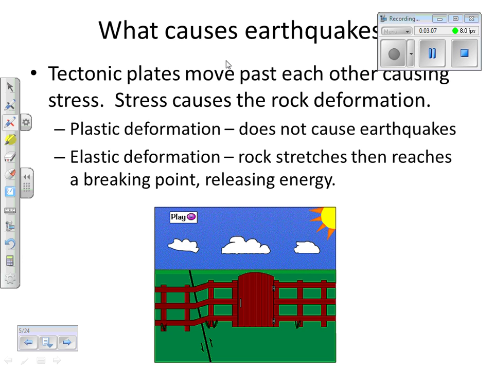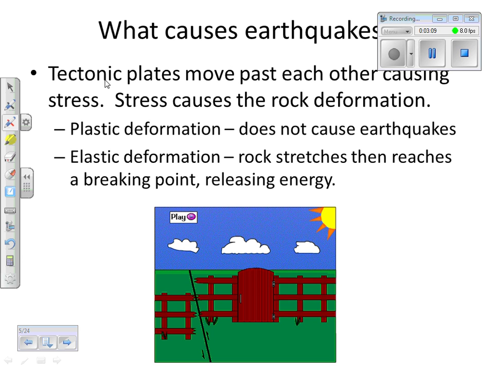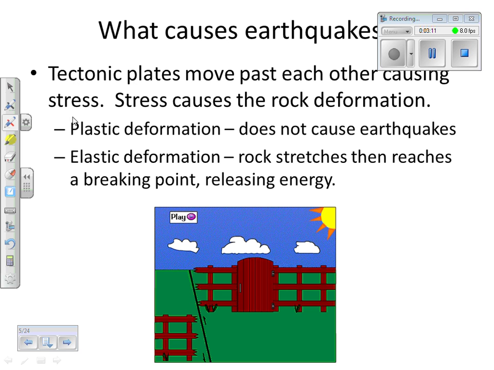Okay, so again, what causes earthquakes? Tectonic plates move past each other, causing stress. Okay, when those plates move past each other, stress causes the rock to deform. That's called deformation. And there's two types of deformation. There's plastic deformation and elastic deformation.